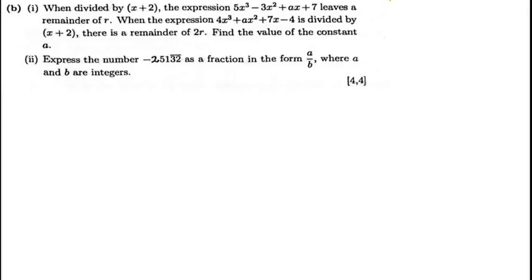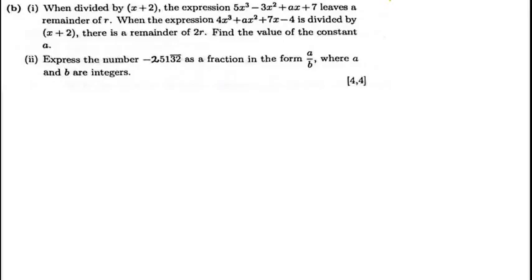So we're still on question 1. Now we have question 1b. They're saying when divided by x plus 2, the expression 5x to the power 3 minus 3x squared plus ax plus 7 leaves the remainder of r.